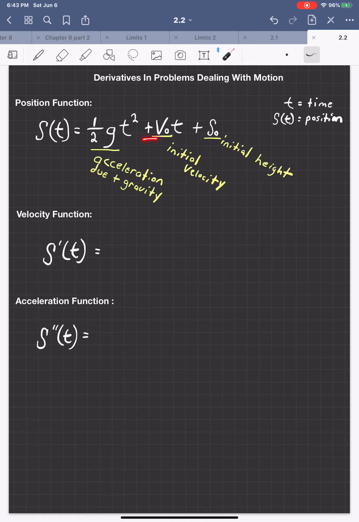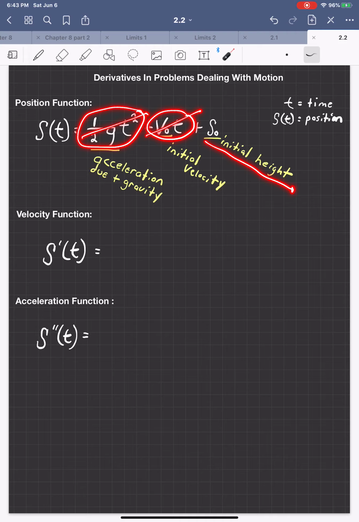Now the v sub 0 is your initial velocity. So if you just drop an object, then you don't have an initial velocity, v sub 0 would be 0. But if you throw an object up or down, you would have some initial velocity attached to your position. And finally, you also have your initial height. So I'll say that again. Notice if you plug in 0 for time, this would zero out, and this would zero out, and you would just be left with your initial height.